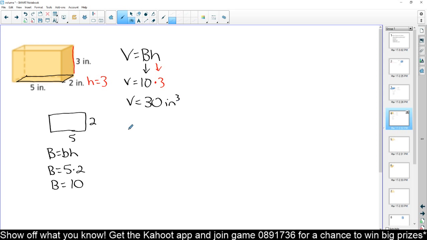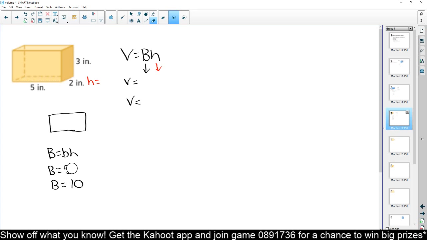Not too bad. Okay? But a rectangular prism is a little bit special. How so, you ask? Let's see. What if we switch some numbers around? Because a rectangular prism is just all rectangles. So what if I wanted to say my base is this one over here?